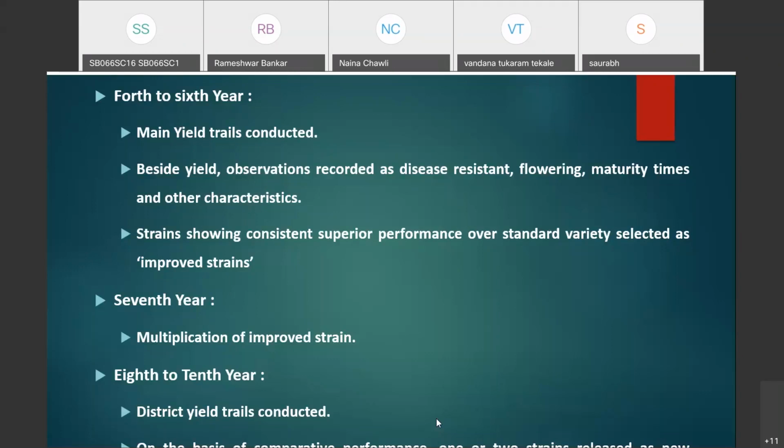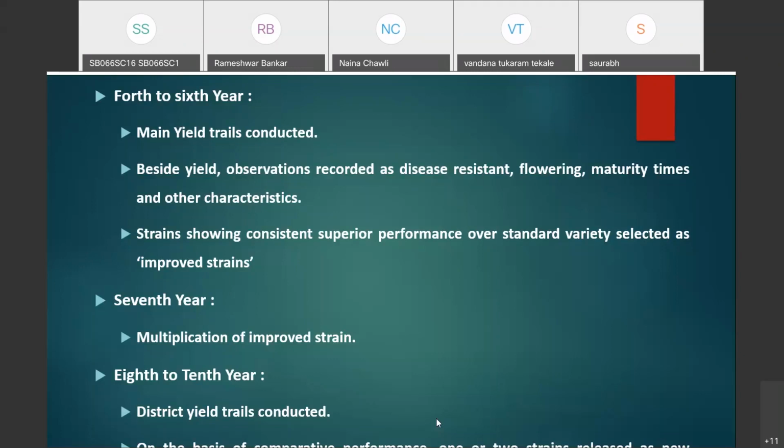4th to 6th year, main yield trials are conducted. Besides yield, observations are recorded on disease resistance, flowering, maturity times, and other characteristics. And the strains showing consistent superior performance over the standard variety are selected as the improved strain.